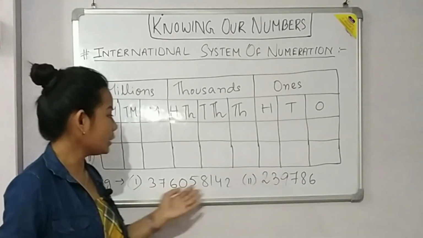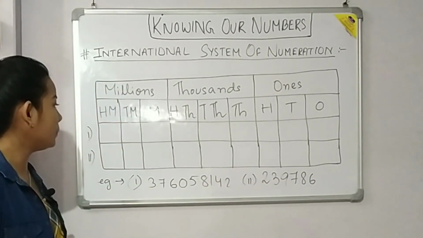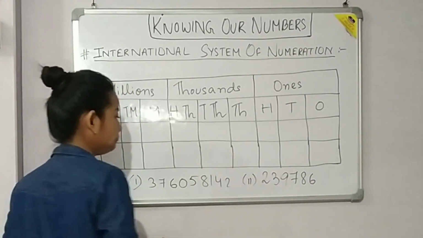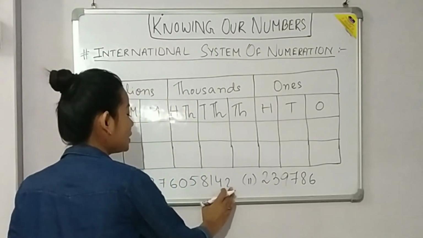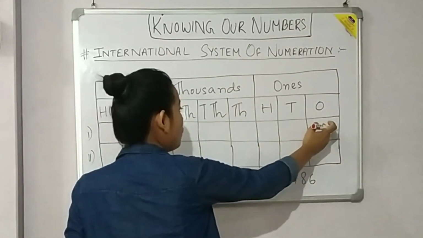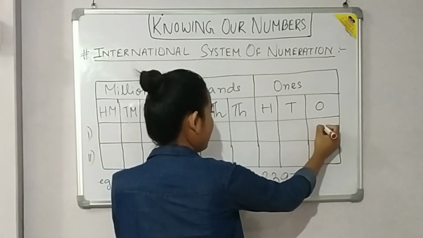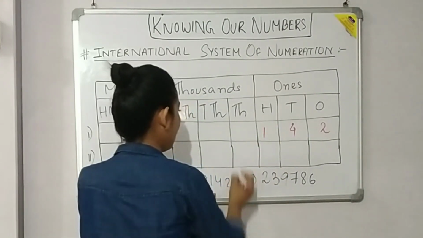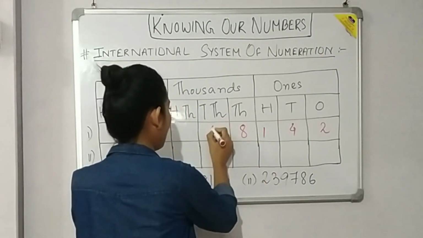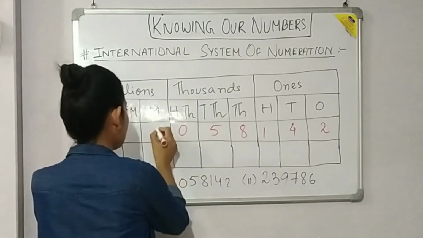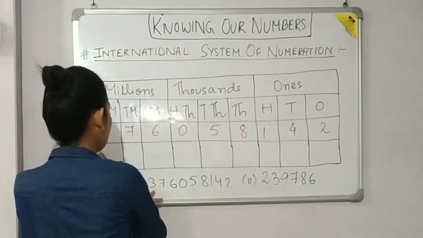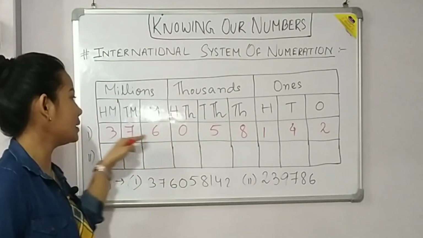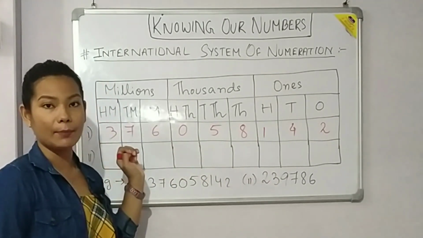So I have taken two numbers here as an example. Let us try to write the numbers in the international system chart. We will start writing the numbers from the right hand side, that is from ones. The first digit given to us is 2, then 4 in the tens place, and 100 place value, 8 in the thousands place, 5 in the ten thousands, 0 in the hundred thousands, 6 in the millions, 7 in the ten millions, and 300 million. Alright, in this way we have to put the numbers in our international system chart.